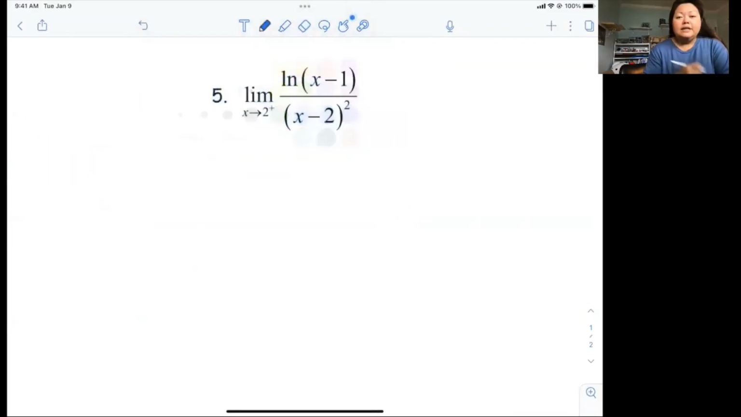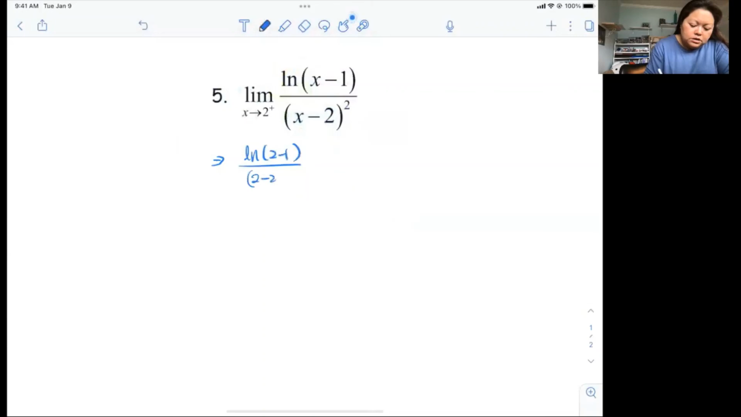Okay, all right. Last one here. What if it's one-sided? It actually still works, even if it's one-sided. Remember this plus and minus from a long time ago? It still works the same way. We're going to assume it's approaching 2 from the positive side. All right, so go ahead and plug in a 2. You get natural log of 2 minus 1 over 2 minus 2 squared. So natural log of 1 over 0 squared, natural log of 1 is 0, 0 over 0, indeterminate form.